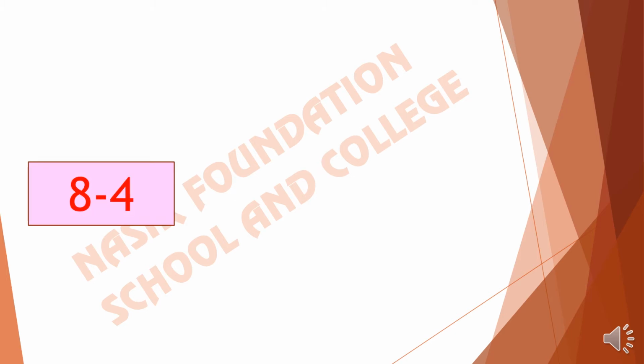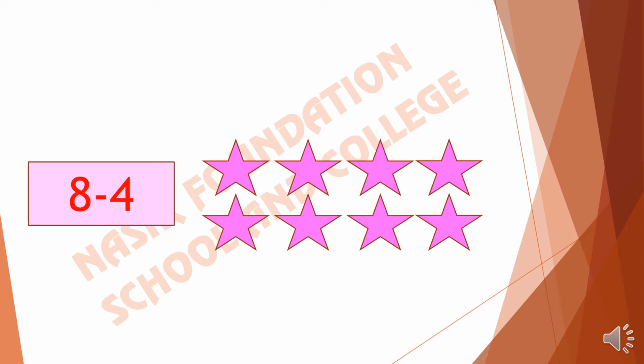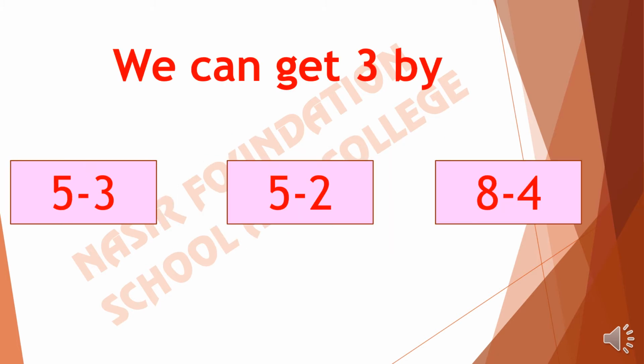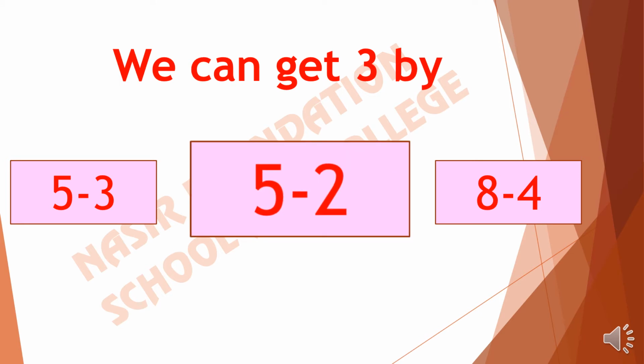Third option is we have to subtract 4 from 8. 8 stars are shown. We have to subtract 4. 1, 2, 3, 4 and we are left with 1, 2, 3, 4. It means this is not the correct answer. The correct answer is we have to subtract 2 out of 5. If we subtract 2 out of 5, we get 3.